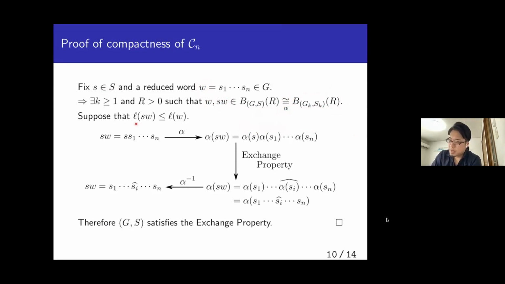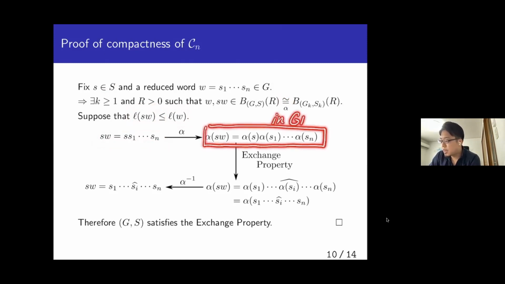And suppose that the length of SW is less than or equal to W. Then start with SW. By using the isomorphism between these two balls, we have this equation. This is in GK, and GK is, we already know, a Coxeter group. So we can use the exchange property, because alpha is an isomorphism between the two metric balls.